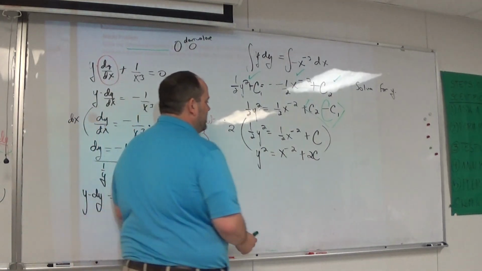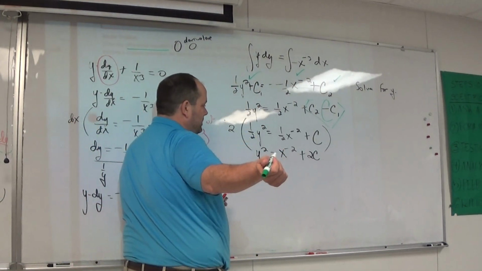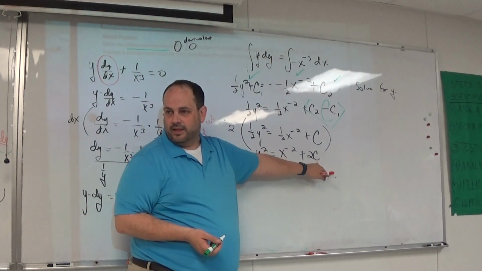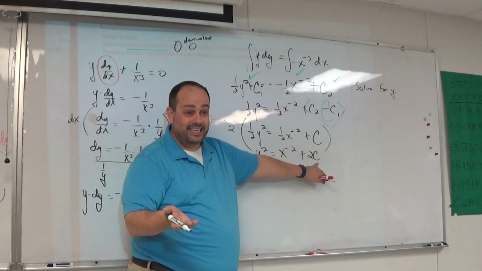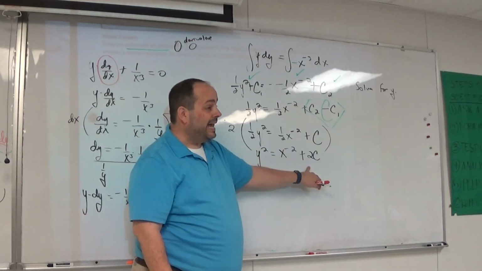It's Super Charlie. And Val, why is this Super Charlie? You're right. What do we know about C? It's already Super Charlie. What do we know about C? It's a constant. What happens if you multiply a constant by 2?